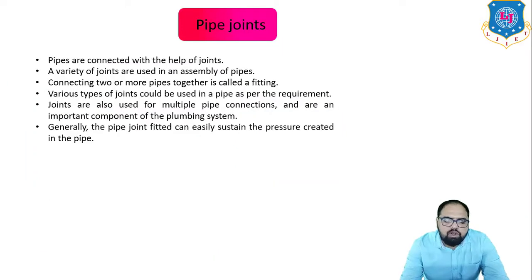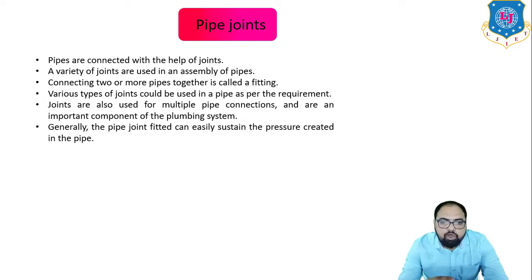So these all are the different types of fittings and fixtures used in the plumbing. Next is the joints in pipe. So pipes are connected with the help of joints, that we all know that a variety of joints are used in the assembly of the pipes.